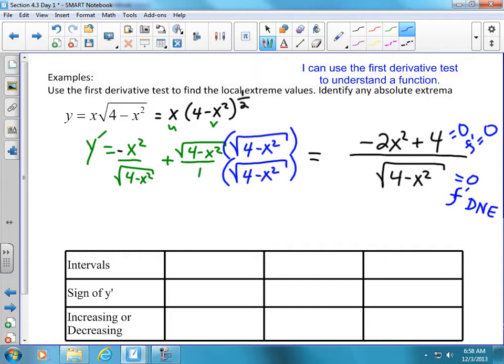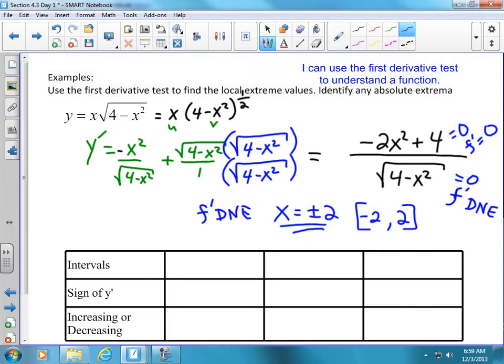Now, when we do this, especially the bottom, we set the bottom equal to 0, we get x squared equals 4, or x equals plus or minus 2. But really, that is actually going to be our interval because you cannot have a negative under the square root sign. So these are not only critical points, but they are going to be our endpoints as well. Okay, so this is where the derivative does not exist. I set the denominator equal to 0.